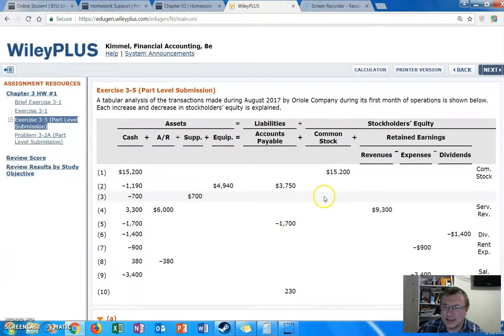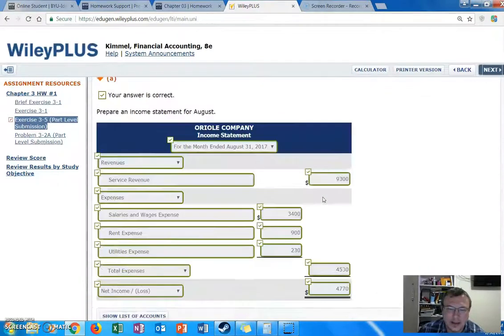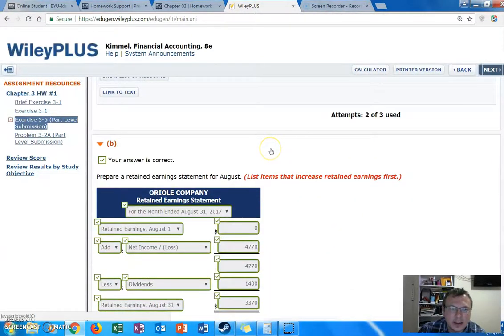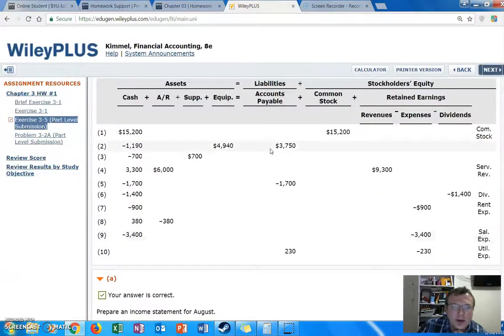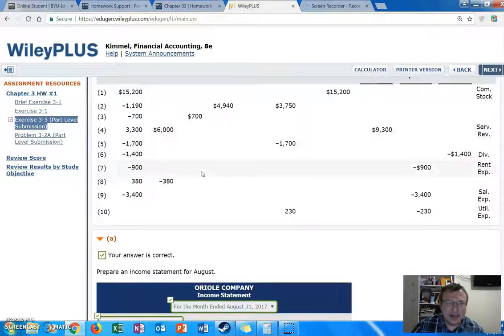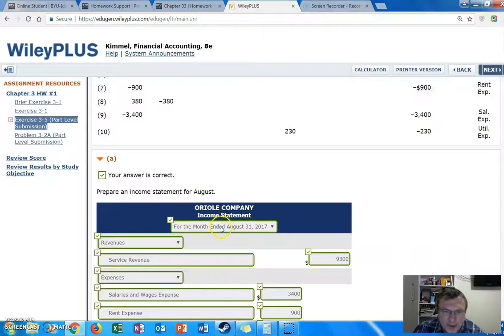So basically, this is just a regular 3 sheets that we usually do: your balance sheet, income statement, and retained earnings, and the balance sheet. It's logged a little bit differently, so we'll just have to add it up. What we start off with is the income statement. It's for the month ended August 31st. It gives you a couple different options, but it is the month ended August 31st.